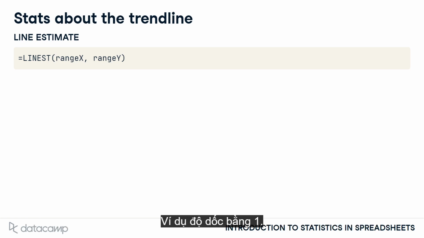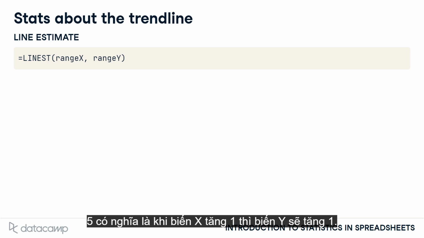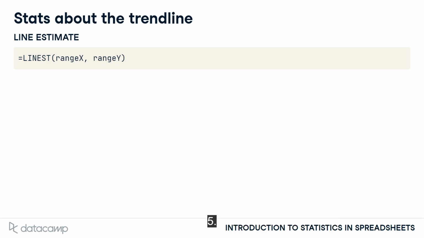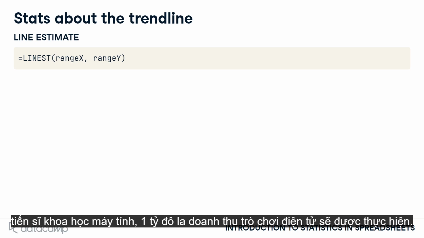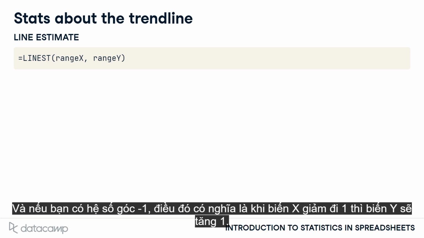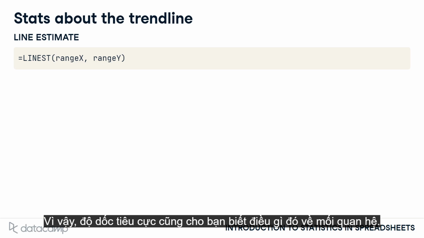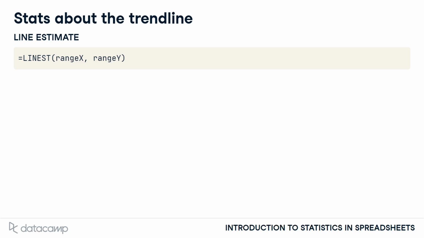For example, a slope of 1.5 means that as the x variable increases by 1, the y variable will increase by 1.5. In our previous example, a slope of 1 would mean for each new computer science PhD, $1 billion more in arcade revenue would be realized. And if you have a slope of -1, that means as the x variable decreases by 1, the y variable will increase by 1. So negative slopes also tell you something about the relationship.